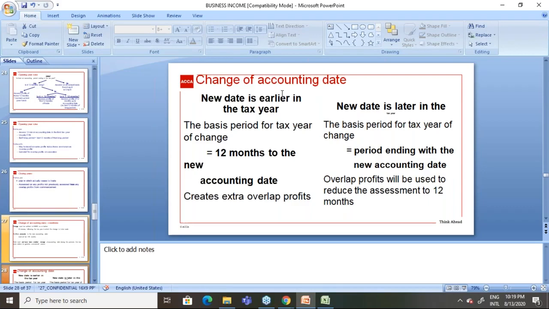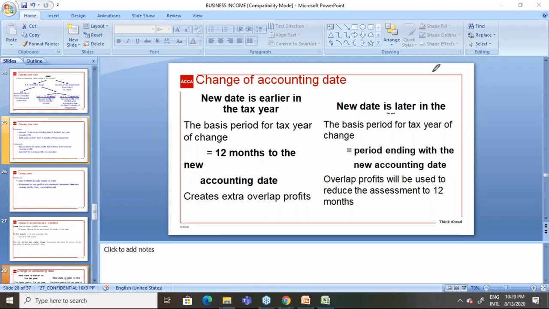When you're doing a change of accounting date, the outcome depends on whether the new date is earlier in the tax year. If the new date is earlier in the tax year, the basis period for the tax year of change is 12 months to the new accounting date. This creates extra overlap profit. If the new date is a later date in the tax year, overlap profits will be used to reduce the assessment to 12 months. Now, what do you mean by this?